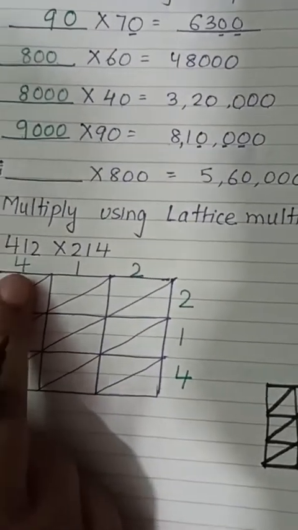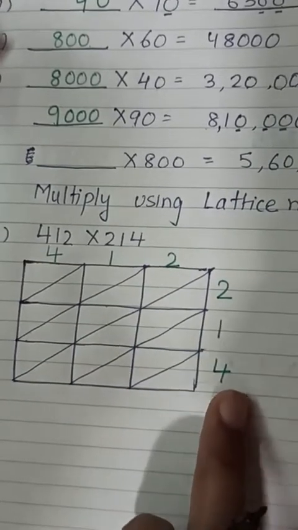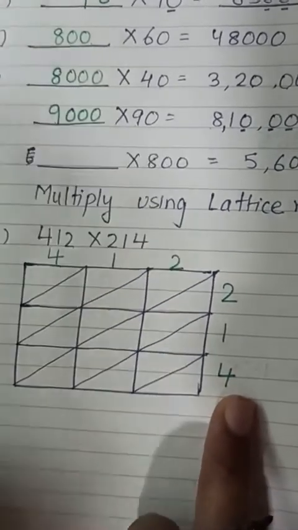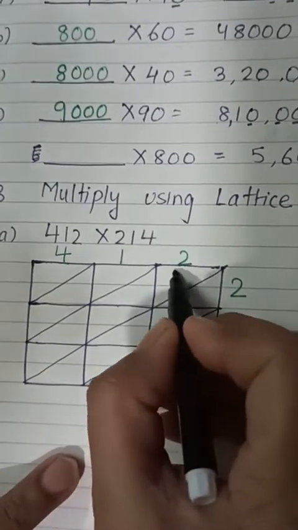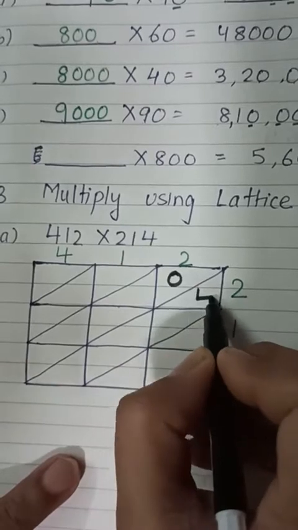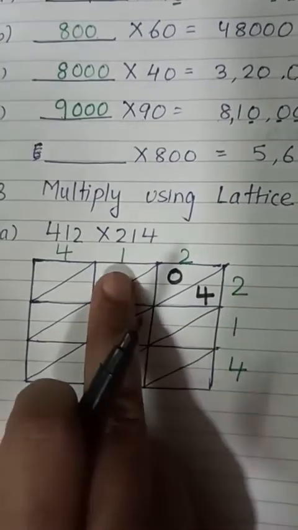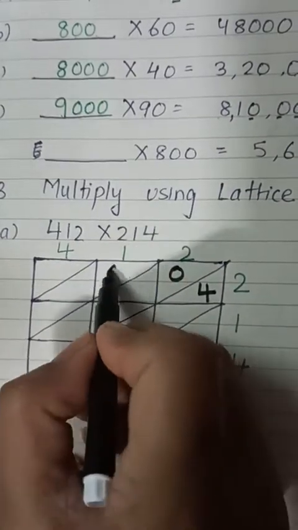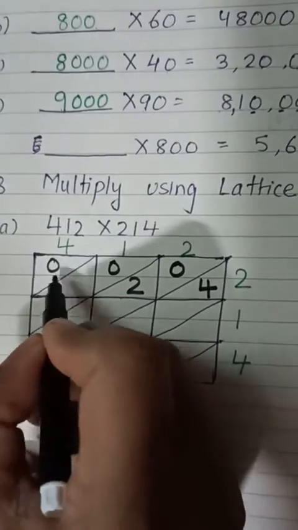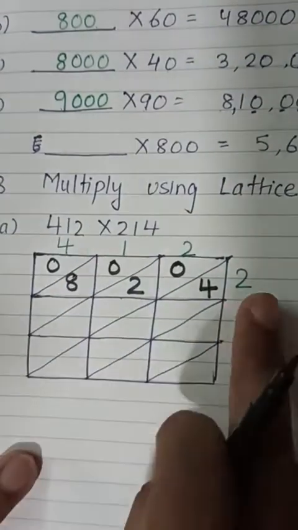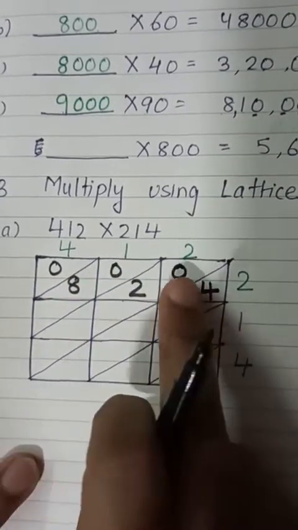So the multiplicand I'm going to write here on the top and the multiplier on the right hand side. So now we'll start multiplication. 2 2s are 4. So on the top grid we will write 0 and here we will write 4. Now I'll multiply this number again by the next digit. 2 1s are 2. Then 2 4s are 8. So we have multiplied 2 by the complete number 412.